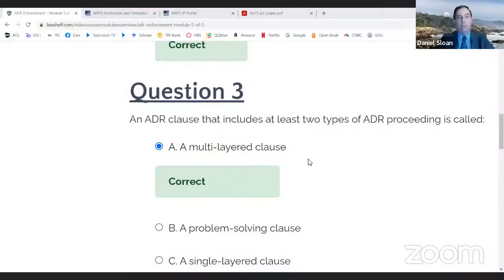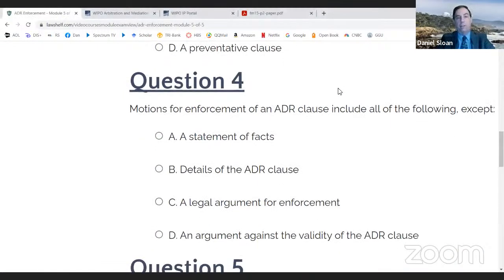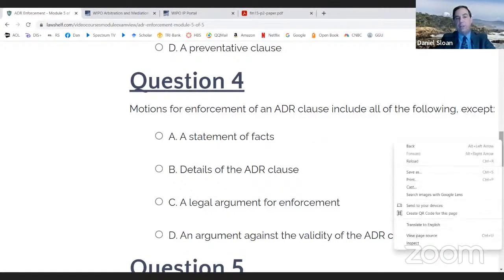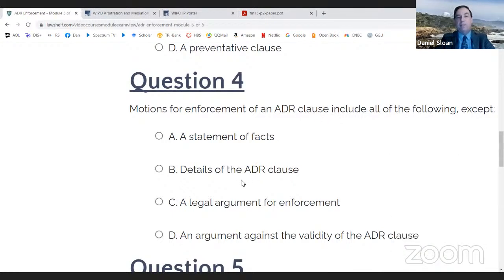Let's try another question. Motions for enforcement of ADR clause include all of the following except: a statement of facts, details of the ADR clause, a legal argument for enforcement, and an argument against the validity of the ADR clause.